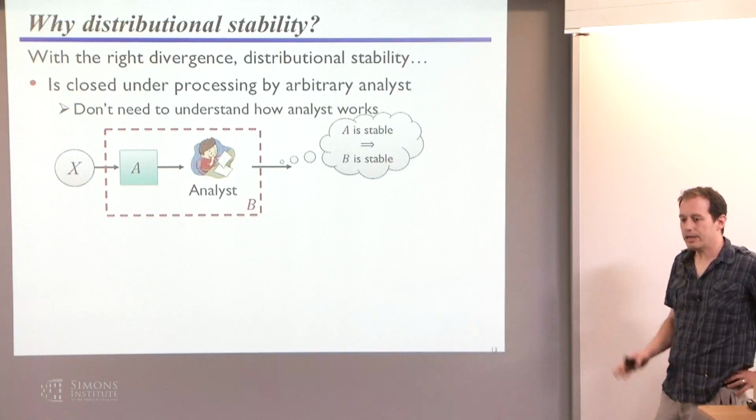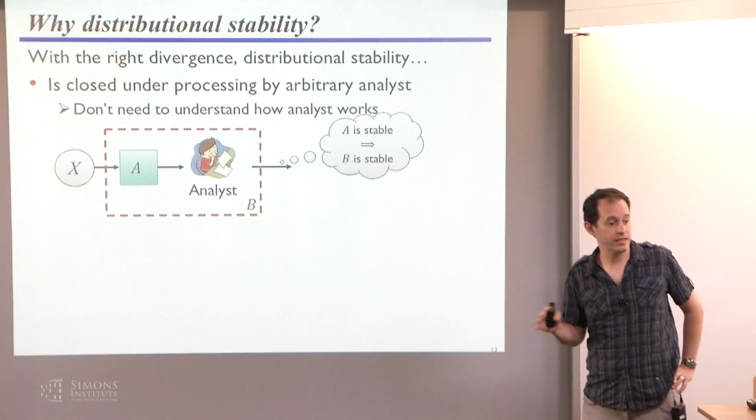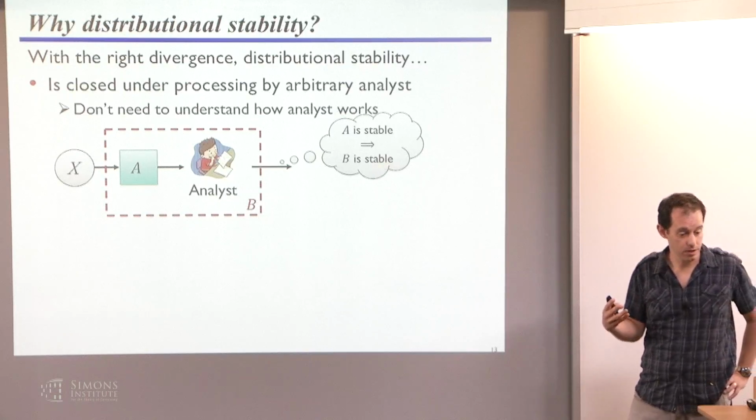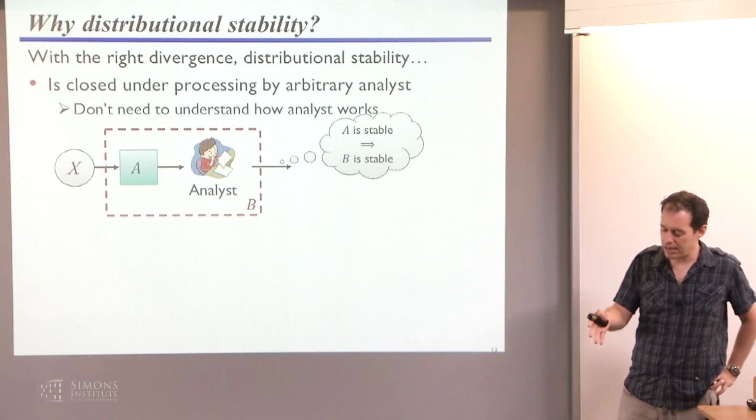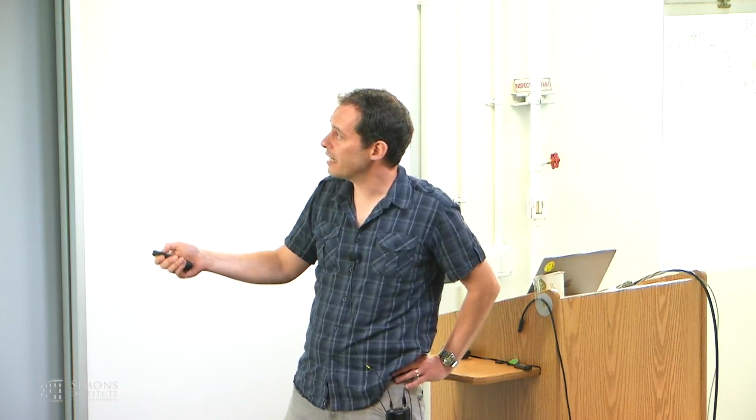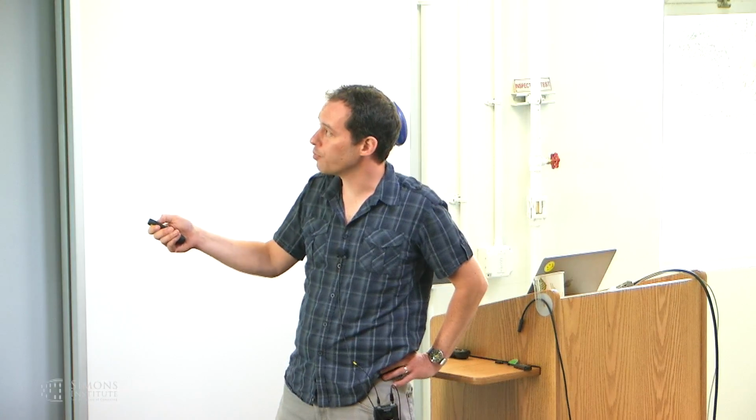So why do we consider distributional stability? Why is that a useful concept in this context? As we said, we want to control what's going on when there's an analyst asking questions and we have no idea what's going on in the analyst's head. There are really two key properties we're going to use heavily about distributional stability, at least when this notion of distance or divergence is chosen correctly. One is that it's generally closed under further processing by other functions, and in particular by the analyst.